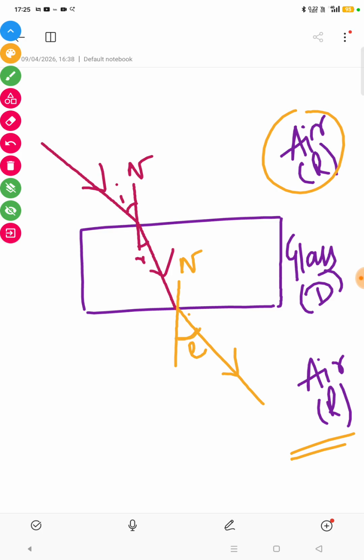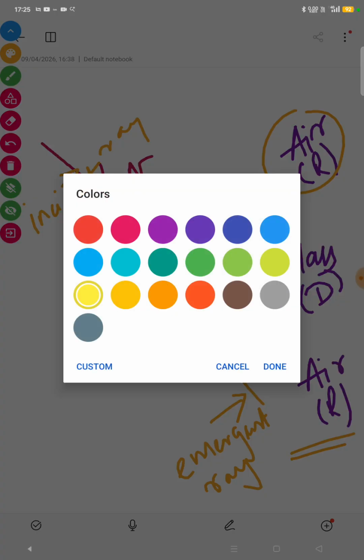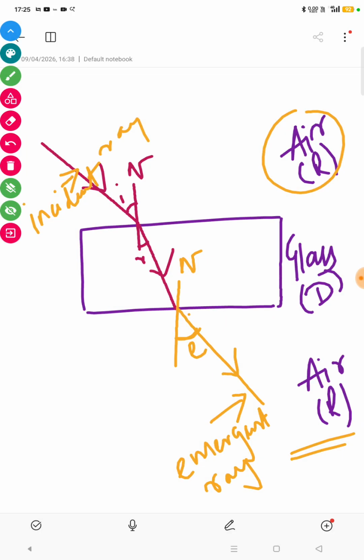This is the emergent angle. This one is the emergent ray, and this is the incident ray. And what happens if there is no glass slab present and the incident ray is allowed to move its own path? That means no glass slab is present, there is no change in path taking place. The incident ray could move in its own path.